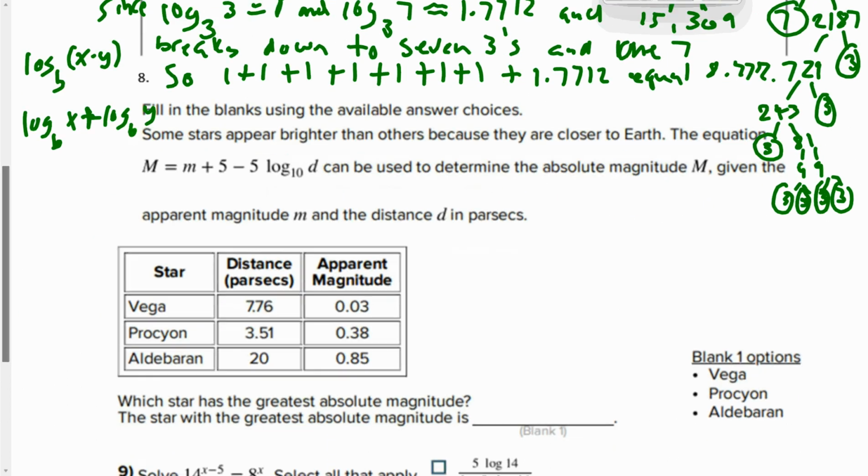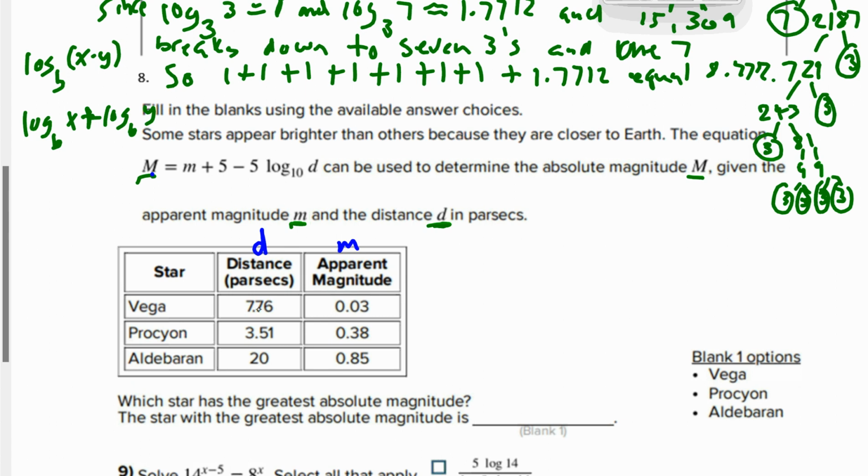Okay, this part: some stars appear brighter than others because they're closer to the Earth. The equation M equals little m plus 5 minus 5 log base 10 of d can be used to determine the absolute magnitude, big M, given the apparent magnitude little m and the distance d. So apparent magnitude is little m and the distance from Earth is d. And so we want to find out which one of these is closer. So here's my little d and here's my little m, and basically I just want to plug those into this equation to find the absolute magnitude.